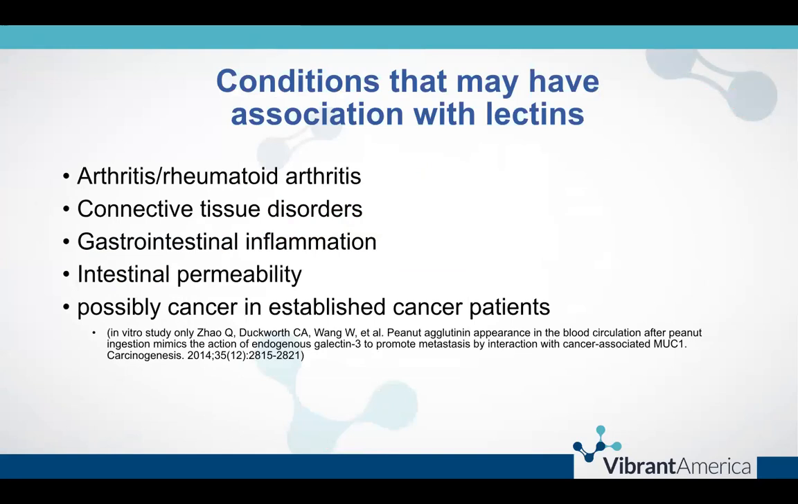So some conditions that may have association with lectins, again, some of the research is done in animals. Some of it is sort of indirect and tenuous as far as the connections that these have to lectins. A lot of it is anecdotal, and more of it is case study based, which, when we put dozens of case studies together, we can certainly start to form some patterns and look at maybe some of these clinical associations. Arthritis, rheumatoid arthritis may have some connections, as well as other connective tissue disorders.